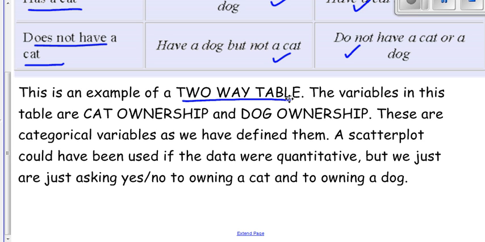The 2 variables in this table are cat ownership and dog ownership. Those are categorical variables as we define them because we didn't ask how many. We didn't ask for a number. We just asked for yes or no.